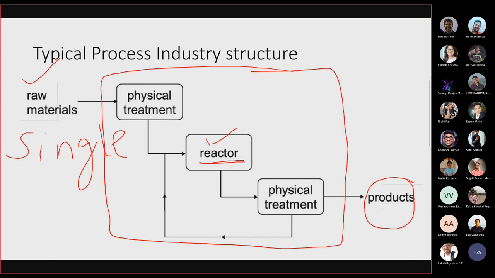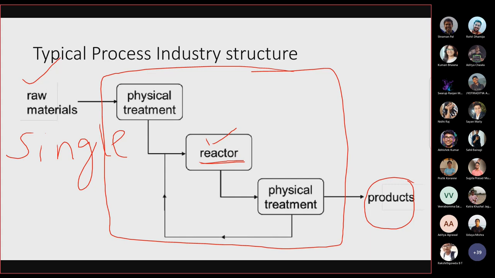Products coming out from the reactor are also a mixture of components. We will never have 100% pure components coming out from the reactor. So the products from that reactor also need to be processed to produce the required products. For example, let me give an example. We all know that crude oil is available, right? Crude oil is a natural resource.